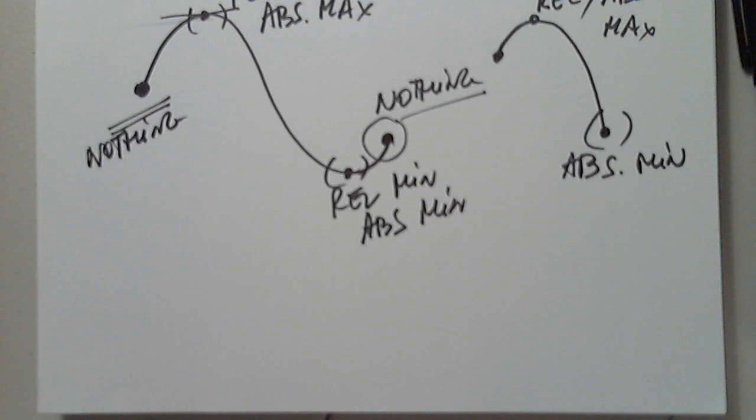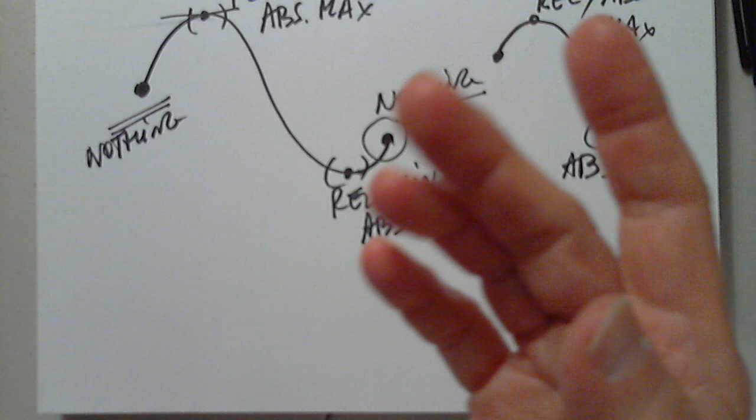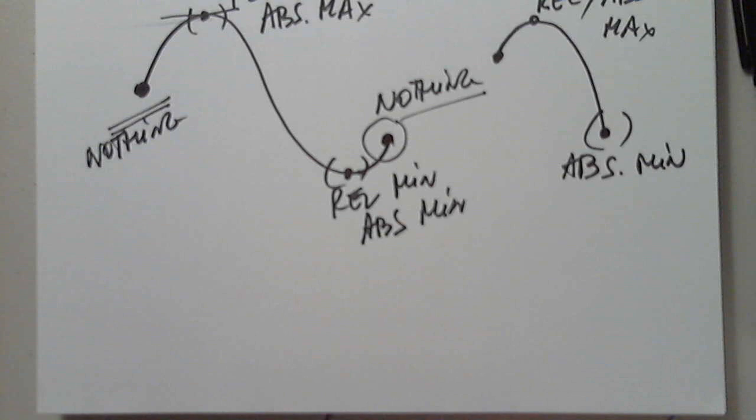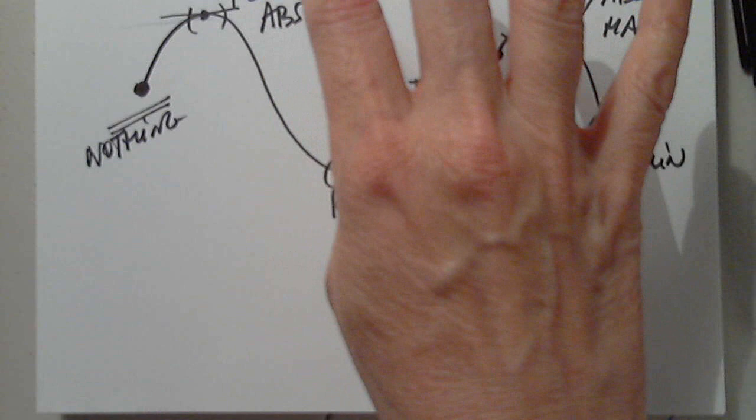So what is the difference between relative and absolute? Well, they can be at the same point, but the endpoints can never be relative because I cannot show the open interval. I cannot show that the function exists on both sides. Any questions about the difference between relative and absolute? Any questions?